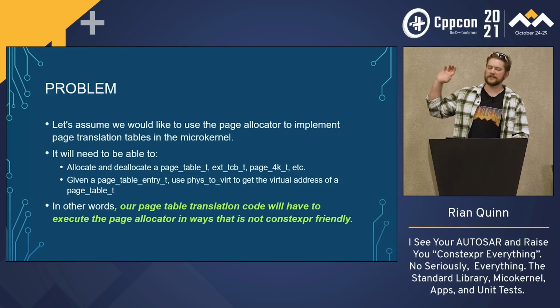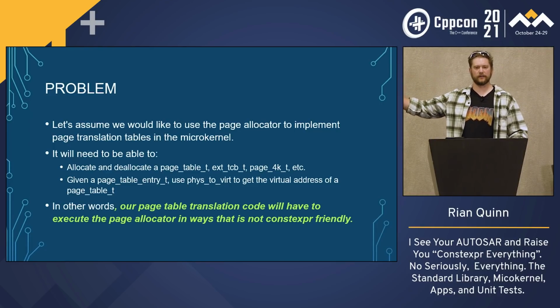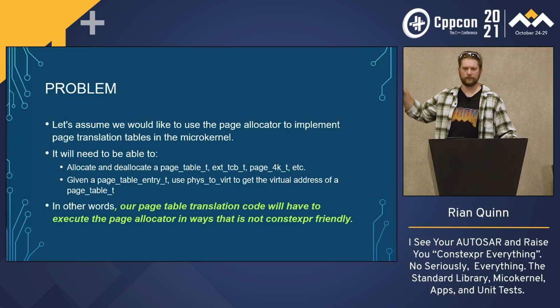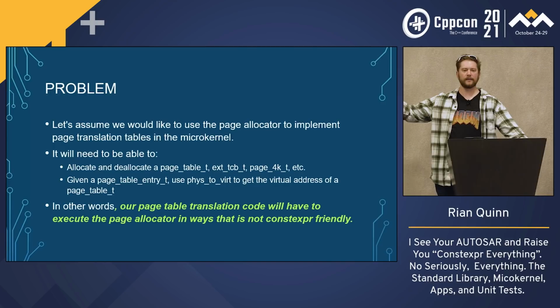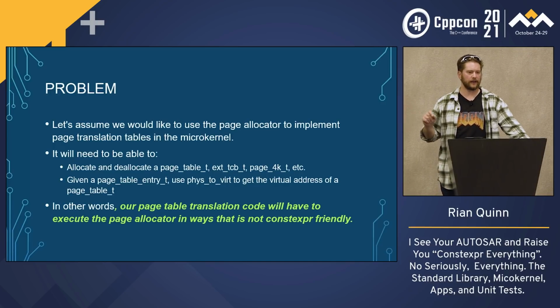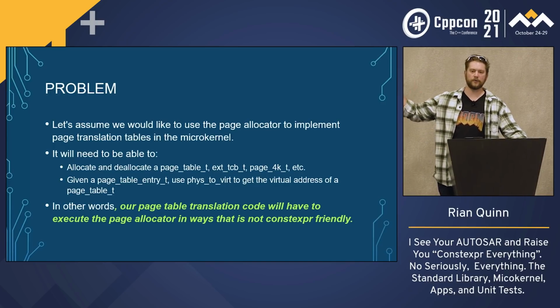So that's how we unit test the real page allocator. We do virt to phys at runtime because we don't have a choice. And at compile time, we can do allocate, deallocate without a problem. We just have to make sure we're not changing T.